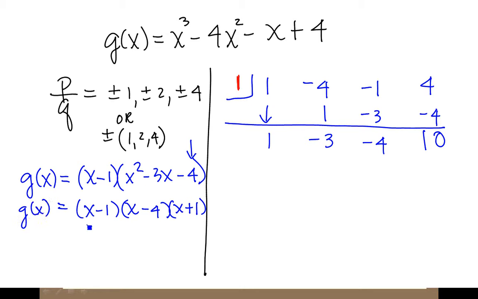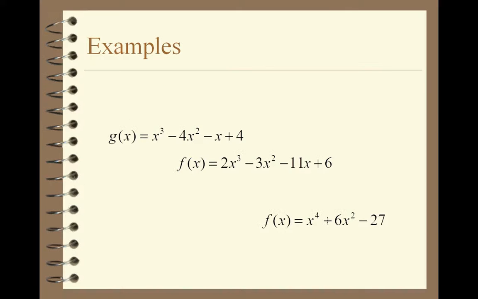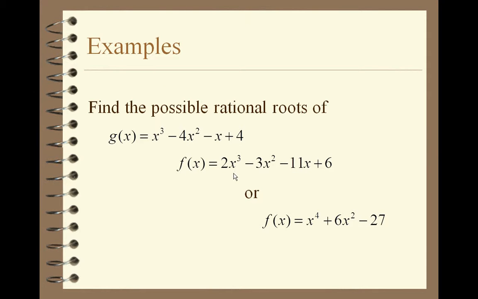So this is the complete factorization, because all of these factors are linear. So look at this second one here. F of x equals 2x cubed minus 3x squared minus 11x plus 6. If you are asked to find the possible rational zeros, all you really need to do is do p over q to find the possible rational zeros.